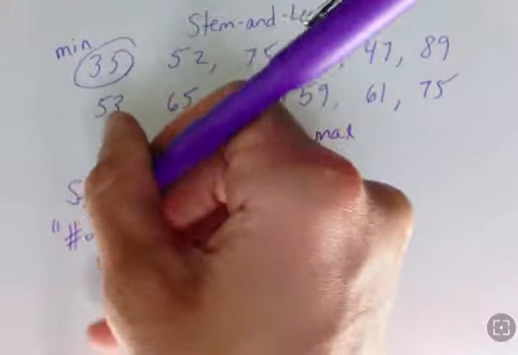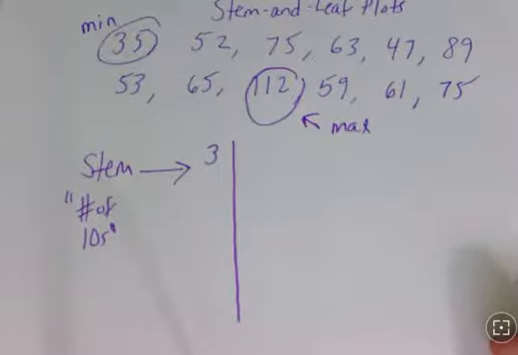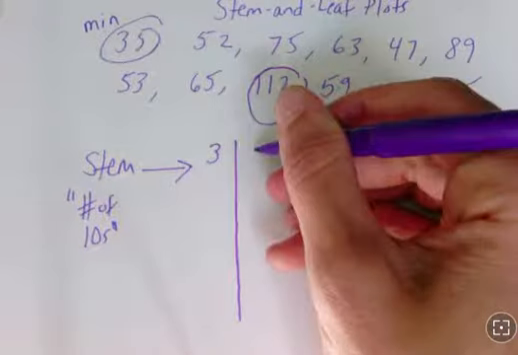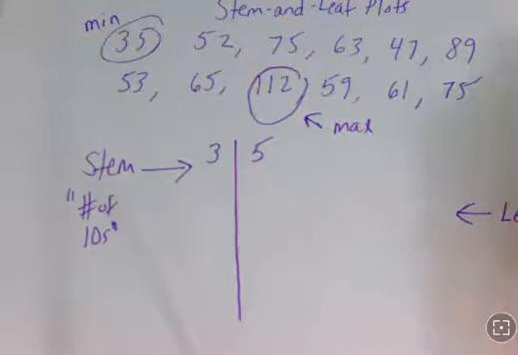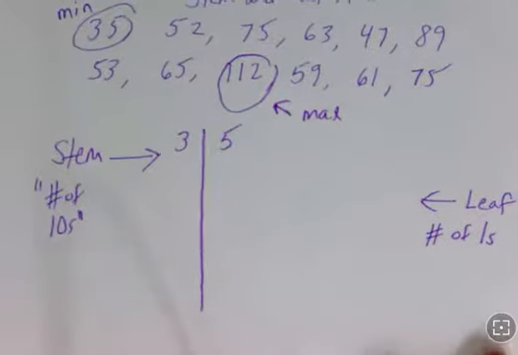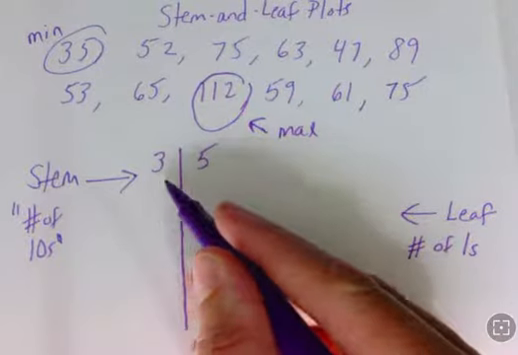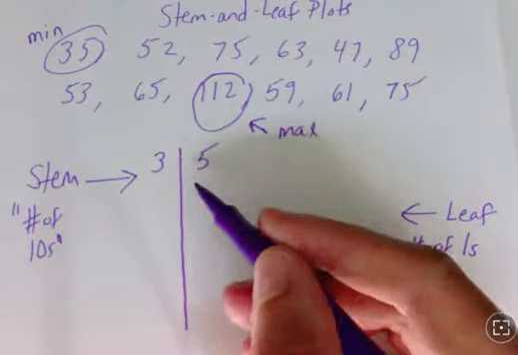You don't have to write this down, but it might be helpful. We'll do official math notes on this later. So this is the number of tens. In 35 seconds, there's 3 tens. And the leaf side shows the number of ones in each set of data. So 35, we would write with the 3 tens on this side and the 5 on this side. We'd read this as 35 seconds.